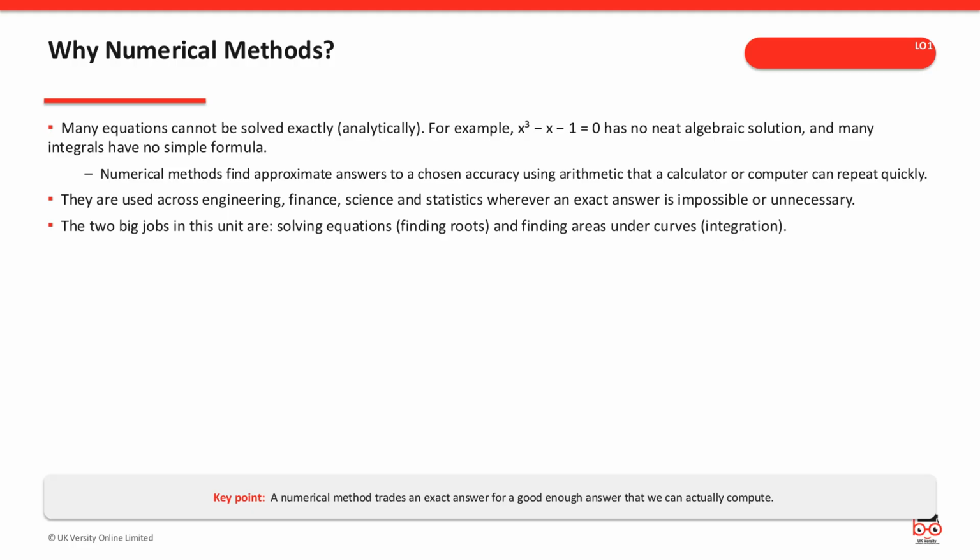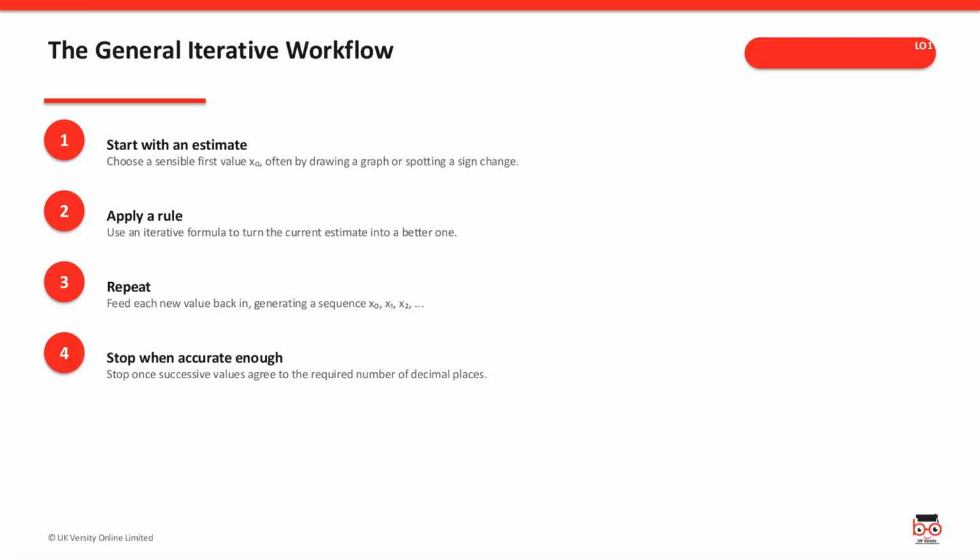In this unit, the two big jobs are finding roots, that is solving equations, and finding areas under curves. Most of what follows shares the same simple rhythm, so it's worth seeing it laid out. You start with a sensible first estimate, often by sketching a graph or spotting where the function changes sign. Then you apply a rule that turns your current guess into a better one, and you feed each new answer straight back in, building a sequence x0, x1, x2, and so on. Finally, you stop once successive values agree to the number of decimal places you're after, and that's your answer.